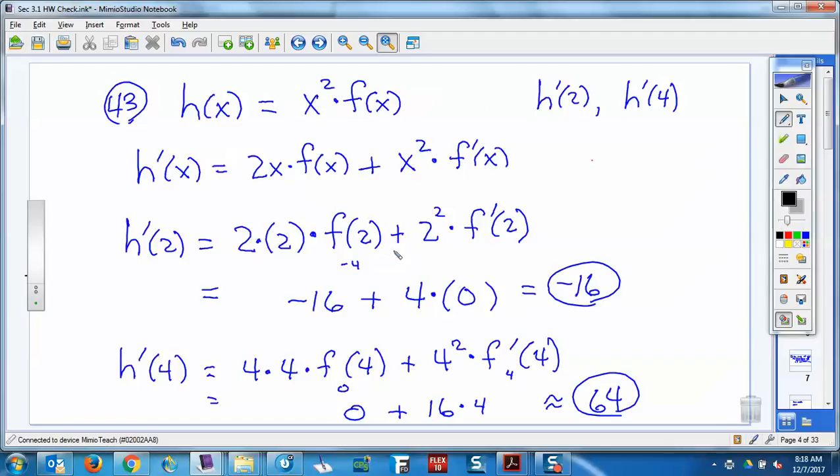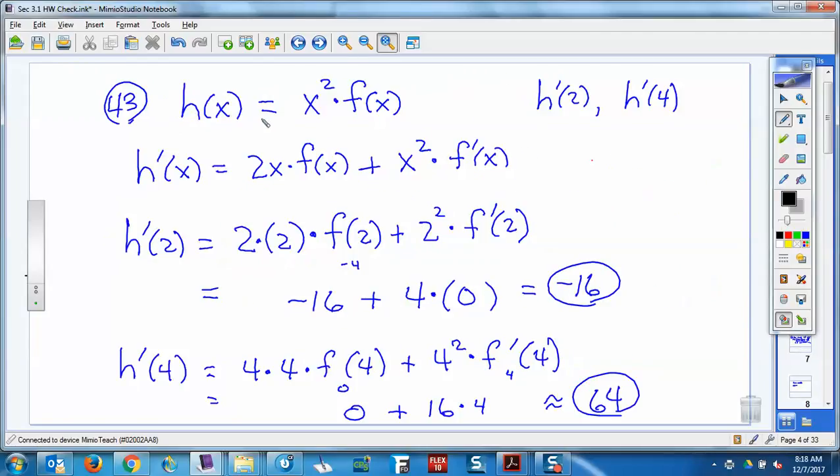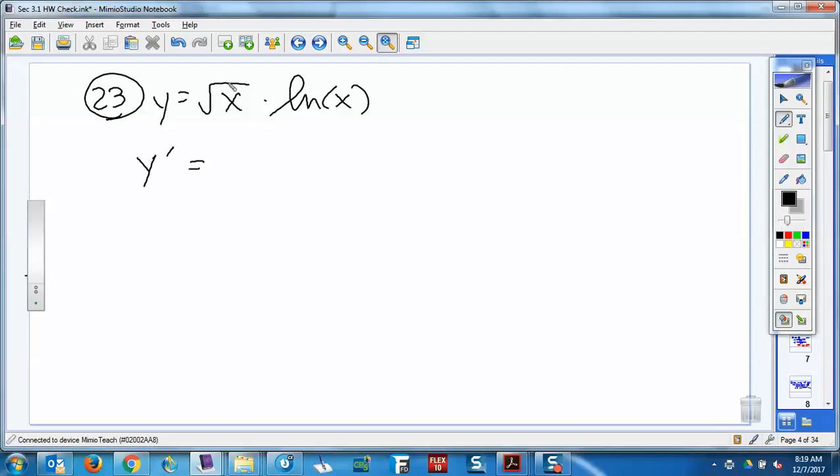23. Did I have a couple? So 23. What was 23, Jason? Square root of x times ln x. Okay, so y equals, or f equals, or h, whatever it is. Okay, so the derivative. Okay, so what's your question specifically?